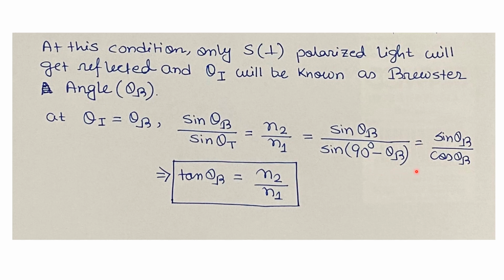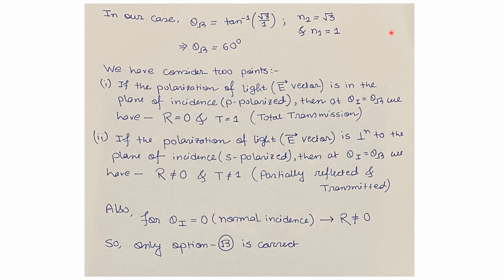So effectively we get sine theta b by cos theta b equals n2 by n1, that is tan theta b equals n2 by n1. Now according to our question, n2 is root 3 and n1 equals 1. So in our case the Brewster angle is tan inverse of n2 by n1, that is tan inverse root 3 by 1. So theta b equals 60 degree.